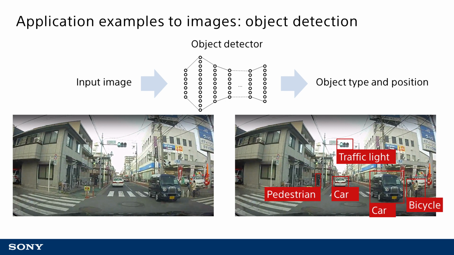In the case of the object classification just mentioned, the input was an image. It is the same here. The output a moment ago was the object category, but in the case of object detection, the output is information such as the position, type, and size of multiple objects included in the input image. This type of object detection function can be achieved by using deep learning to train the neural network to output the type and position of objects from an input image.